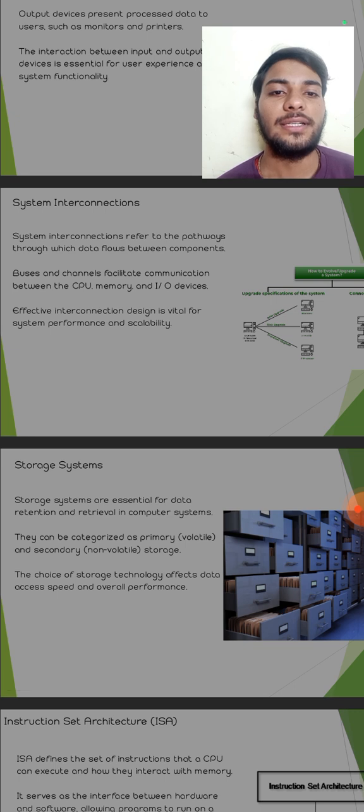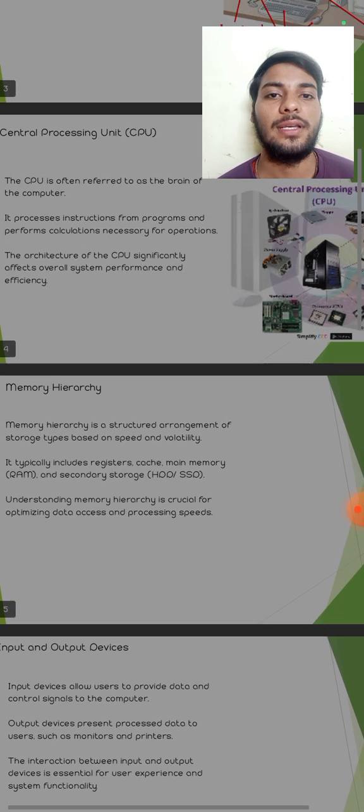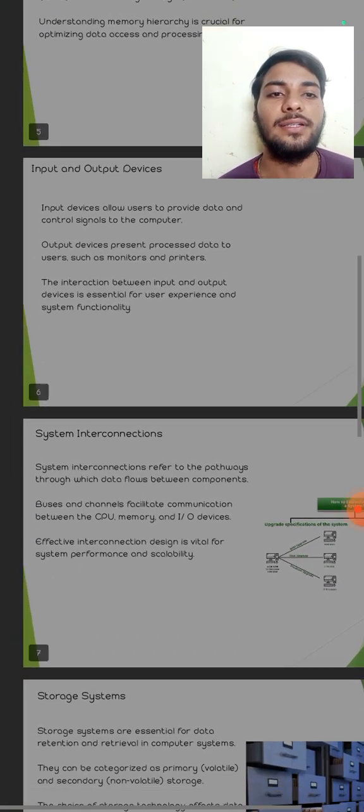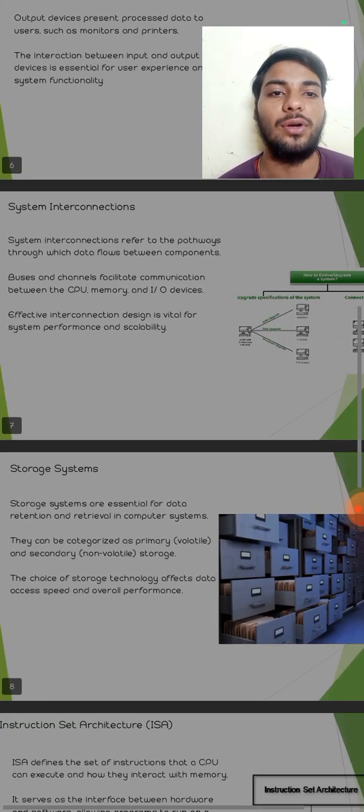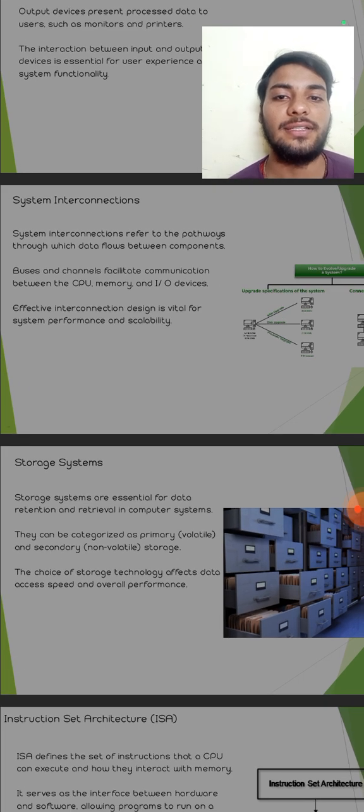Next we have the system interconnections. The system interconnections refer to the pathways through which data flows between components. So it is nothing but the pathways for how the data flows from one component to another component. We have seen the components, and in that, how the data is transferred from one component to another. So these are the system interconnections.